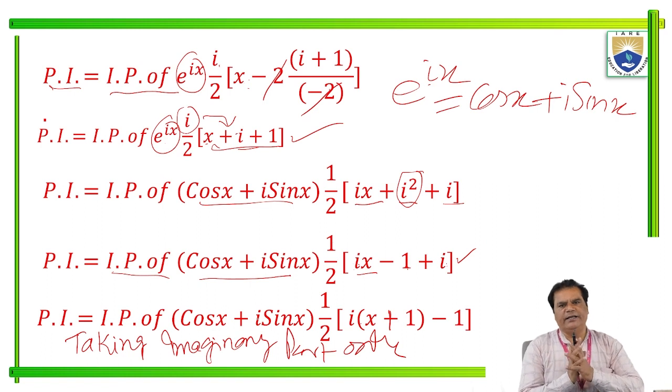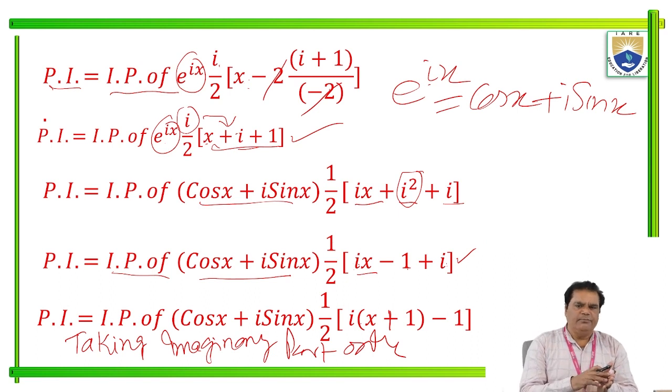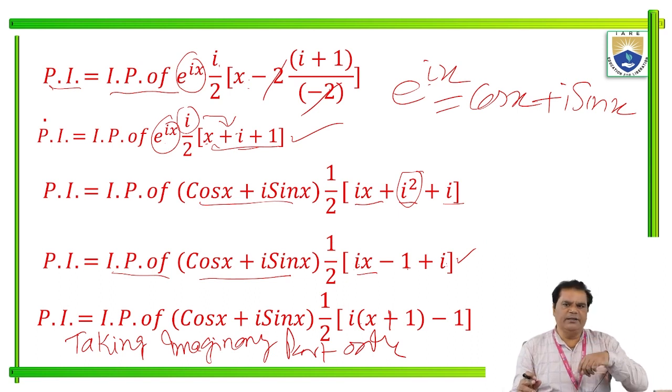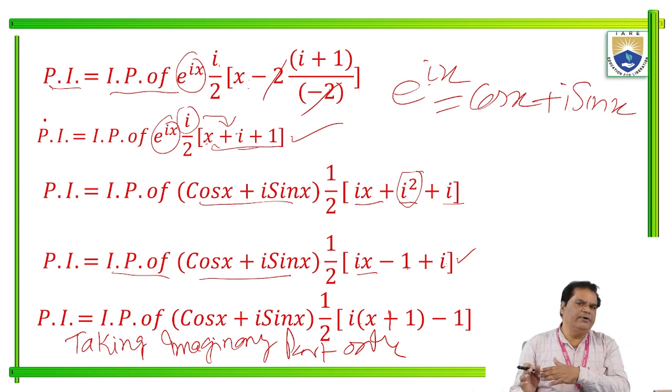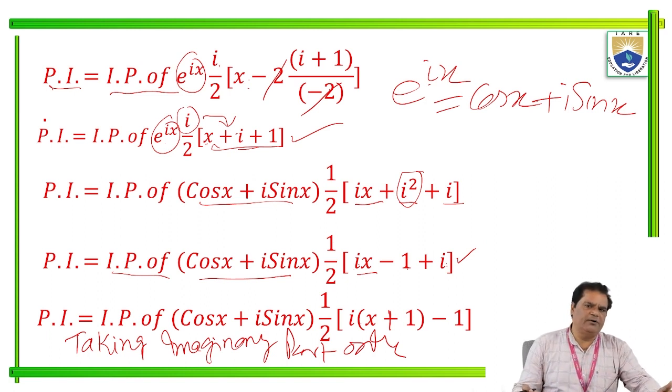When we get the imaginary part: real part multiplied by imaginary, in the first bracket real function multiplied by imaginary function, then we get the imaginary part. And imaginary part multiplied by real function, then we get the imaginary part. Both conditions, real to imaginary and imaginary to real, give the imaginary part.